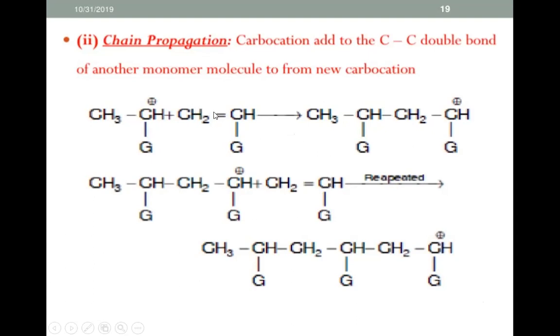See, here also, this bond undergoes heterolytic fission and two electrons will migrate to this carbon. This carbon will get the negative charge and this carbon will get the positive charge. This negatively charged carbon and this positively charged carbon form a bond, forming CH-CH2 and leaving behind the positive charge on this carbon atom. In this way, this process will get repeated and forms a new carbocation.